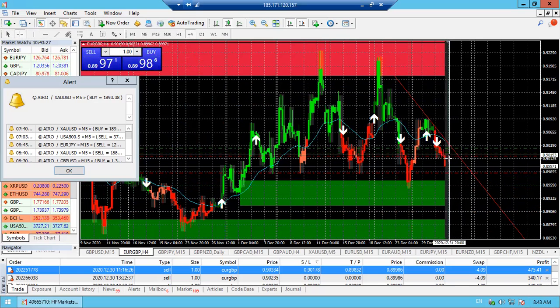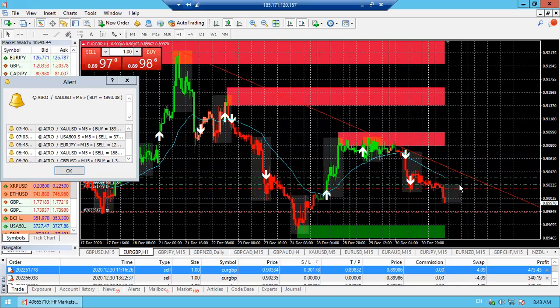Okay, I place, you see, the current market has 28 pips to get to the next support. If I go to 4 hours, let me check again, it has 30 pips to get to the next support.